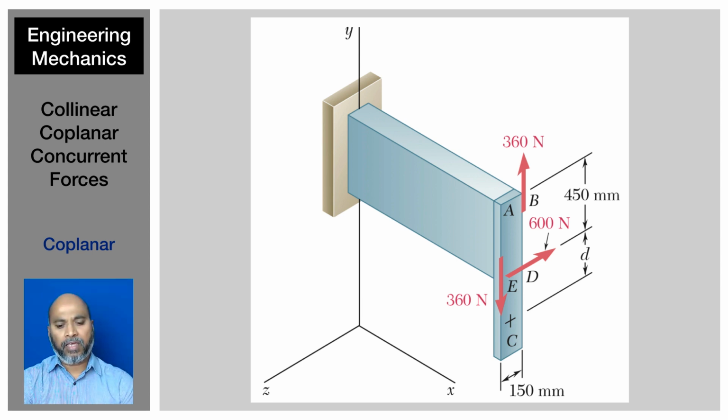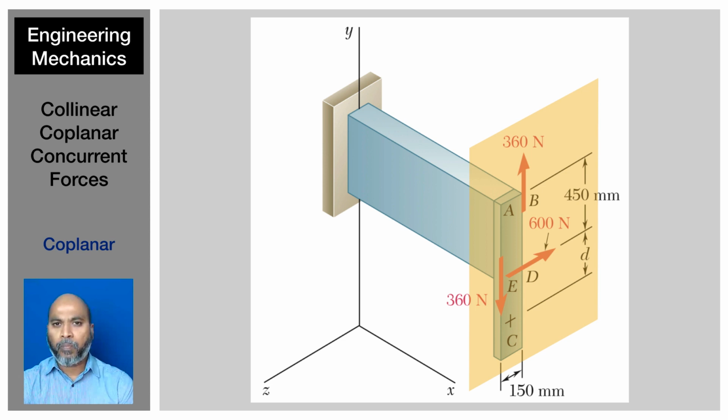This is acted upon by three forces: the force of 360 newtons pointing upwards, another 360 newtons pointing downwards, and notice both of them are actually applied at an offset of the width of that bar, and then there is another force of 600 newtons applied towards the right side if you look from the front. Now all these three forces are coplanar because they are acting on a plane that I have shown here in this picture. Okay, so that is what coplanarity or coplanar forces is.